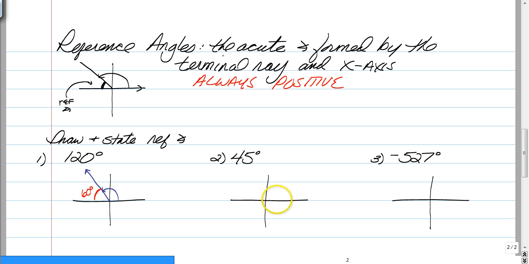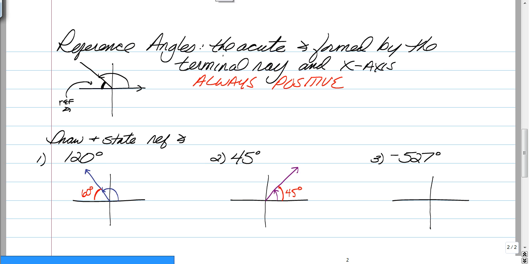The next one is 45 degrees. So we're just going to go straight to a 45-degree angle. And again, you need to ask yourself, how far are you from the x-axis? Well, that one's pretty simple. It's 45 degrees away. Notice we're keeping them positive.